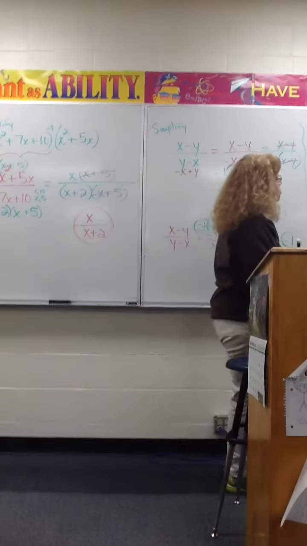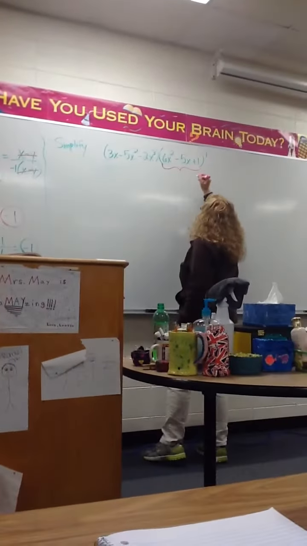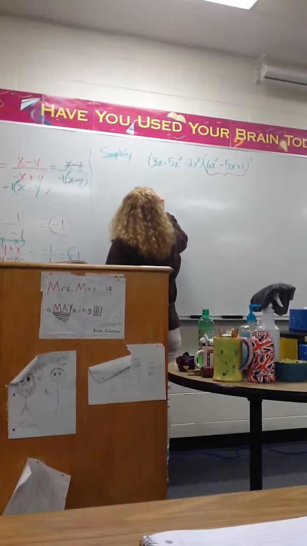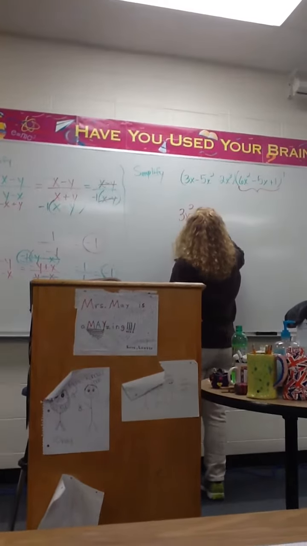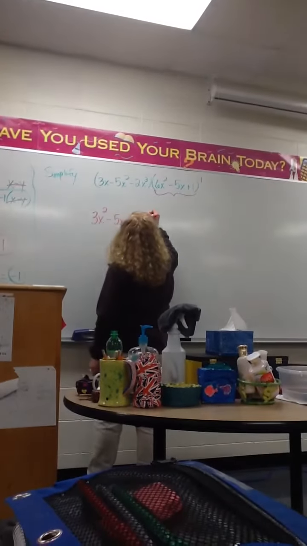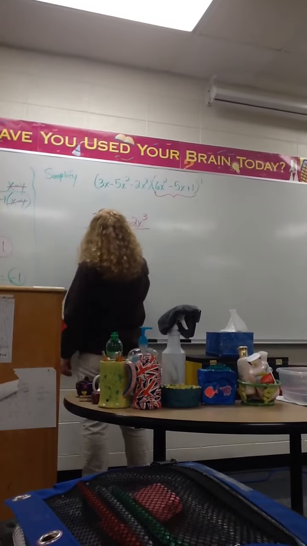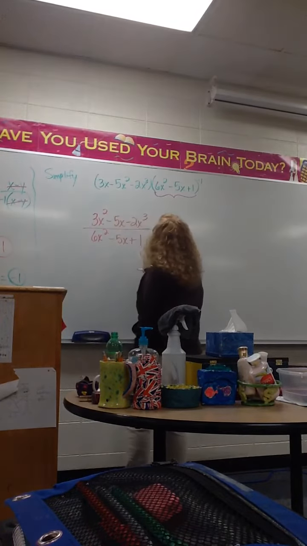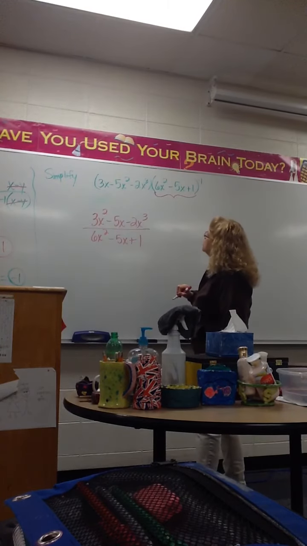Then the last one I have, another negative exponent. How do you get rid of a negative? Put it on the bottom. So I have 3x squared minus 5x minus 2x third over that thing. You have that wrong. What do I have wrong? 3x squared is negative 5x.